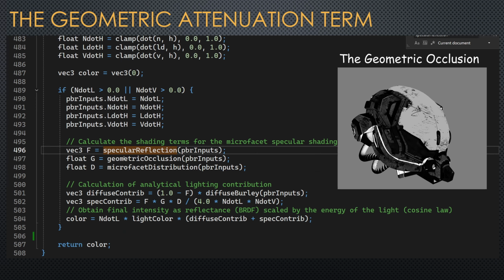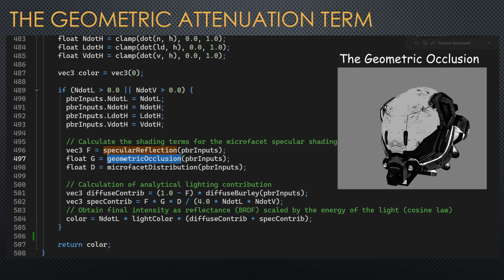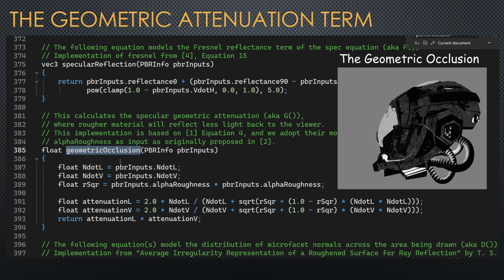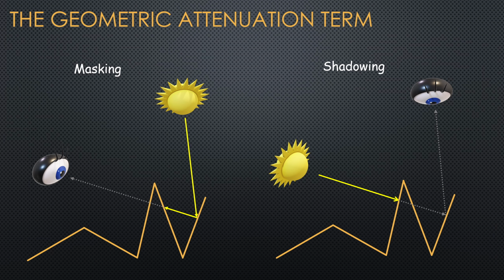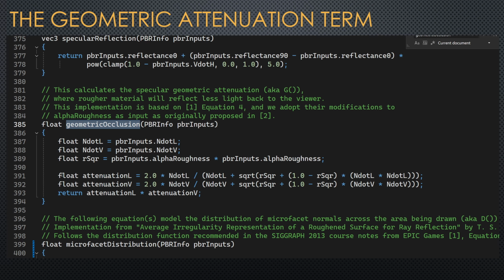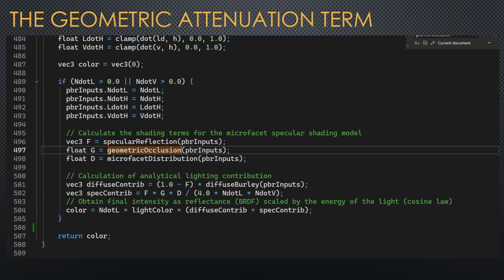The next function calculates the geometric attenuation term in the microfacet specular BRDF. This is an estimation of how the roughness of the surface reduces the amount of light which is reflected directly towards the viewer. The equation here is based on the Smith geometric attenuation function with some modifications by Epic and Disney. In a nutshell, the formula controls how much of the surface is visible to light or camera based on the angle and roughness of the surface.